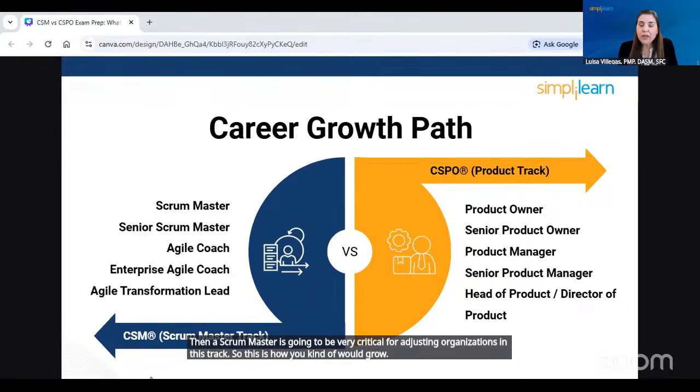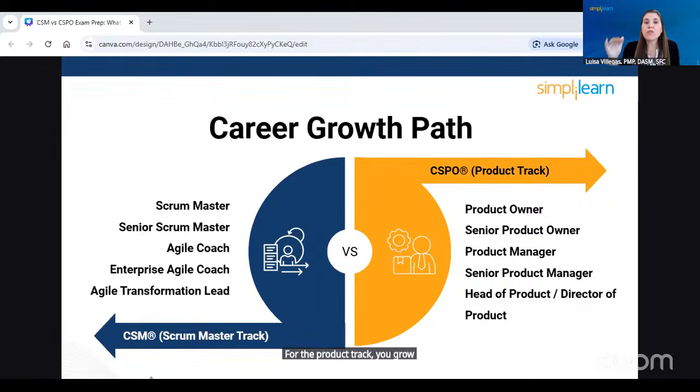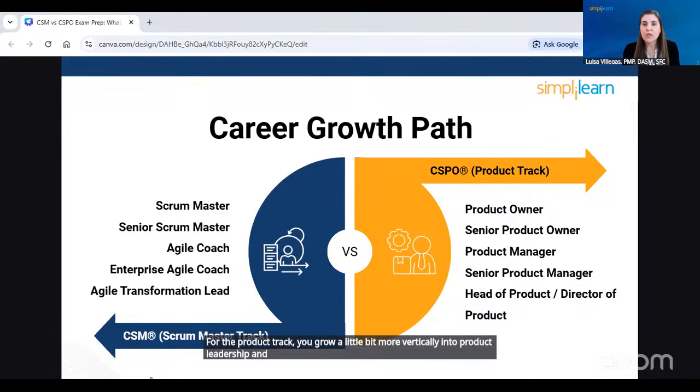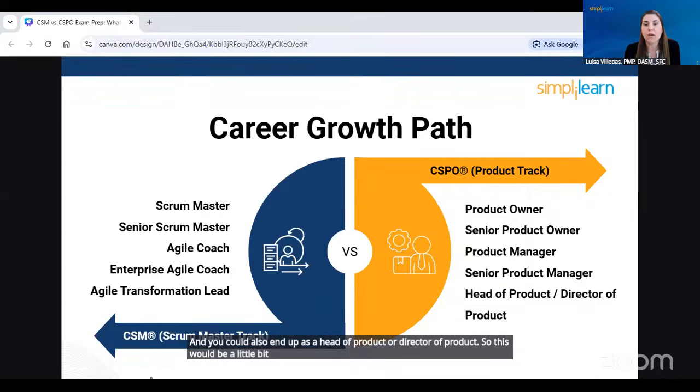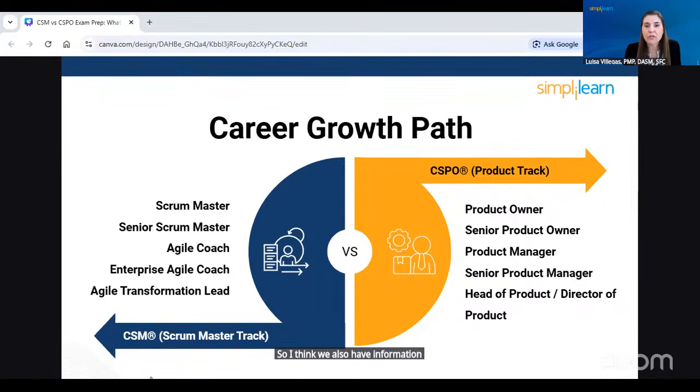For the product track, you grow a little bit more vertically into product leadership and strategy. So you may start as a product owner, then a senior product owner, and then you could be a product manager, perhaps a senior product manager, and you could also end up as a head of product or director of product. So this would be a little bit more the product track. So I think we also have information about the marketability.